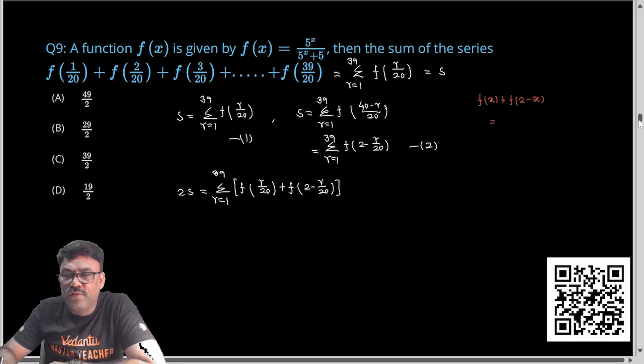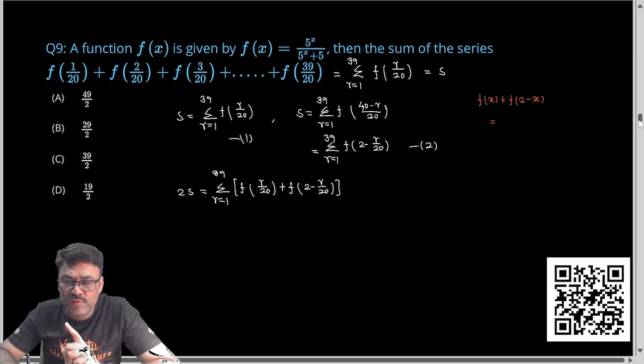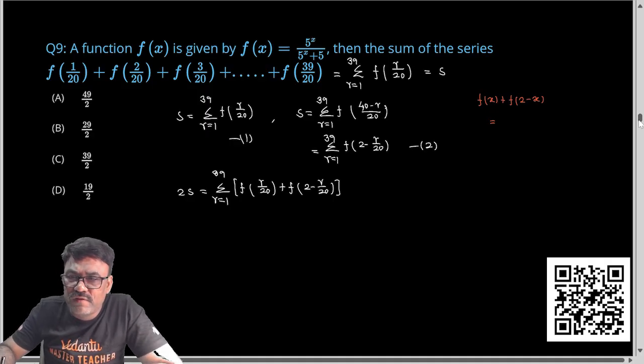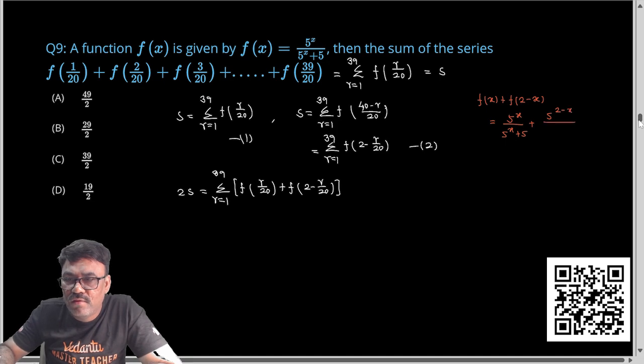How did you get the idea of checking f of x plus f of 2 minus x? So you can see here, if you read r by 20 as x, basically it is f of x plus f of 2 minus x. And f of x is given as 5 raised to x over 5 raised to x plus 5. f of 2 minus x will be 5 raised to 2 minus x over 5 raised to 2 minus x plus 5.